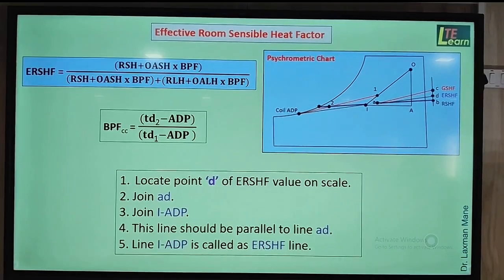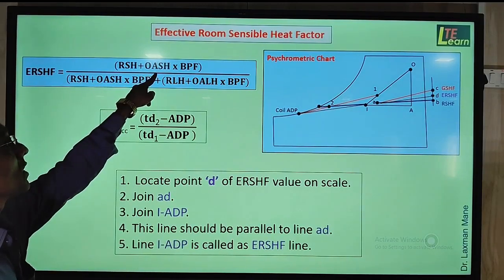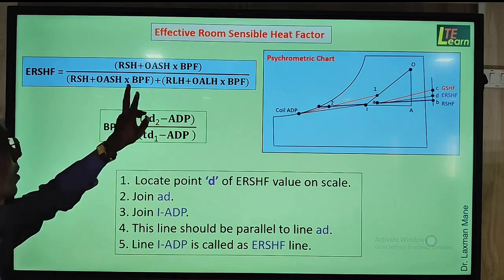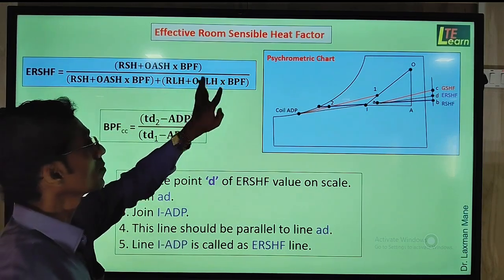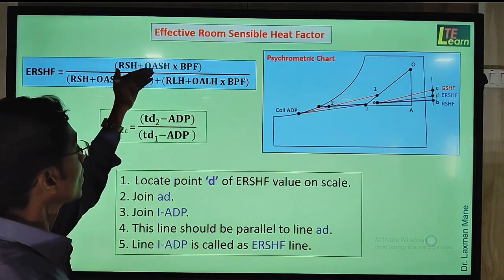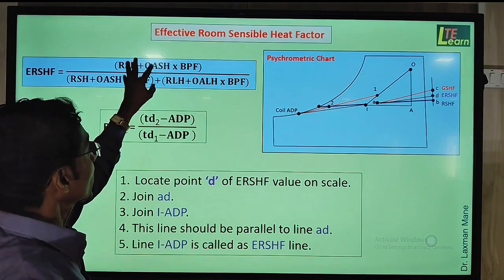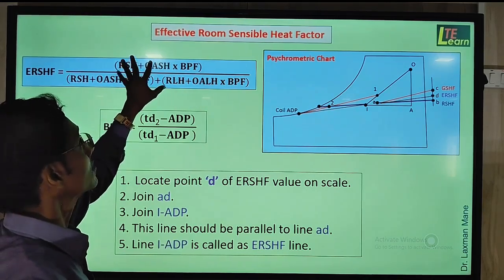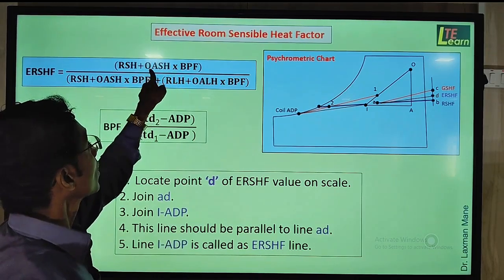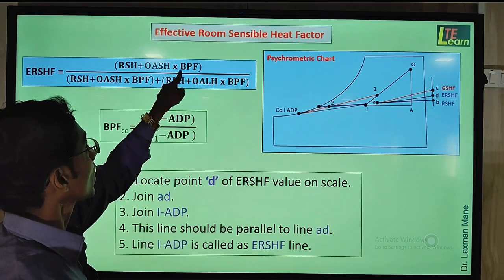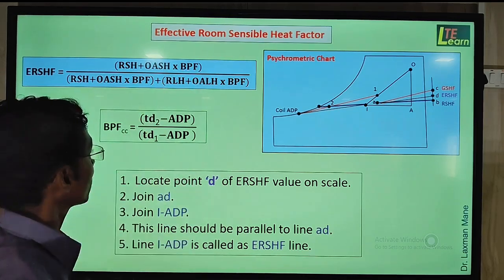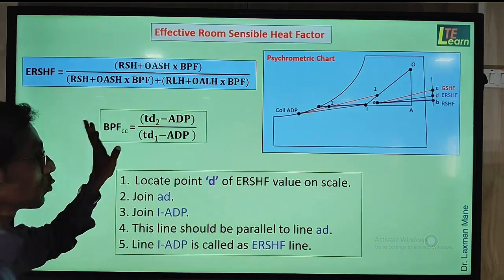Next type of factor is the effective room sensible heat factor. The formula is RSH plus OASH into bypass factor, divided by the same bracket, and then RLH plus OALH into bypass factor. Means in this formula, the grand sensible heat factor formula is contained as it is. The additional thing is what? Sensible heat and latent heat. These both loads are multiplied with the bypass factor. This bypass factor is of the cooling coil.